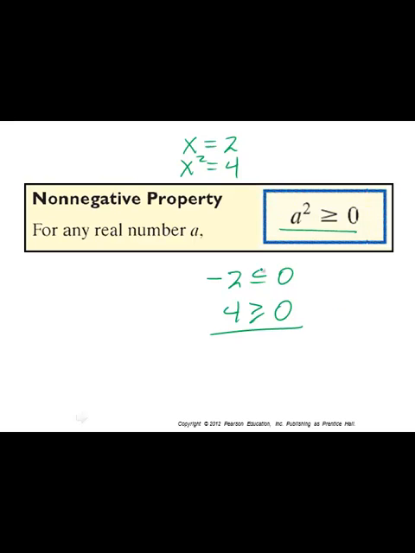So if I have some real number a, that when I square it, the result is going to be a positive number, unless a is 0, which would then give us 0 equals 0, which is also a true statement. So we have this true statement always. The square of any real number is non-negative.